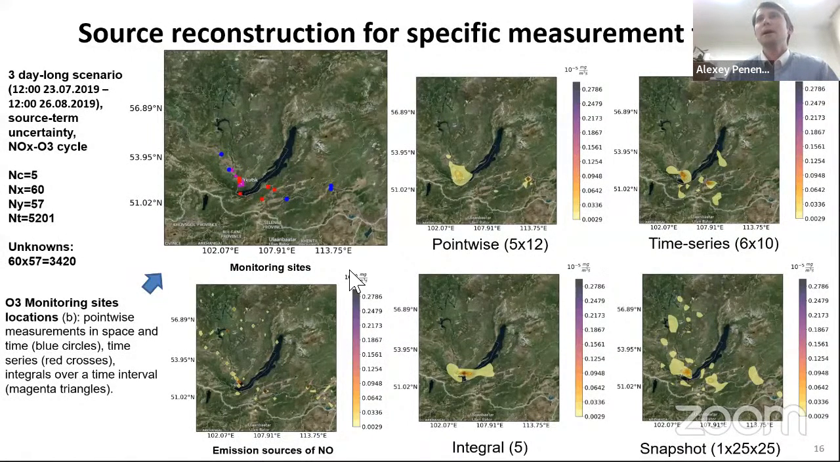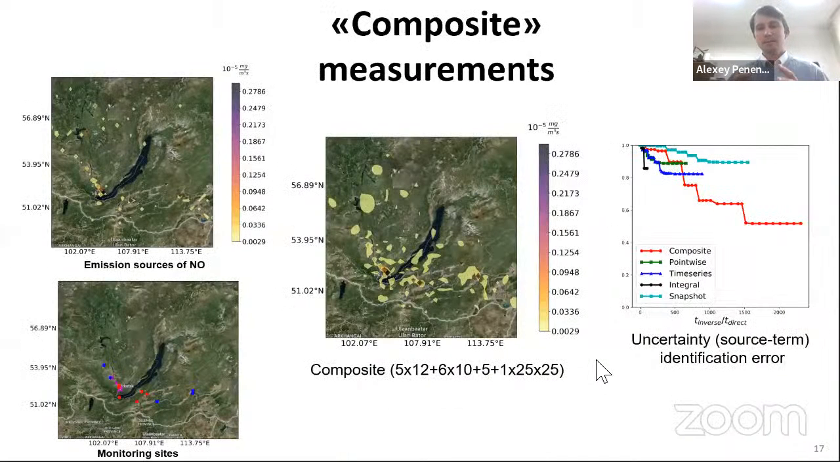Let's look at how this data can be used to estimate the sources. We can see here that for different types of individual measurements, we obtain the following reconstruction. This is the exact one, and this is the reconstructed result. We can see they're pretty different. And if we consider composite measurements, then we reconstruct this bigger picture. Of course, this is quite expectable behavior: we take more data, we obtain a better picture.